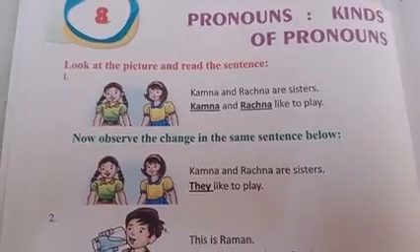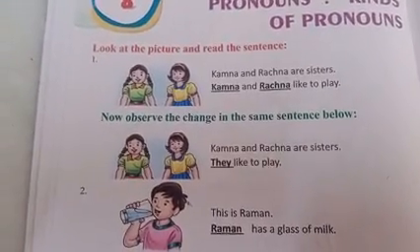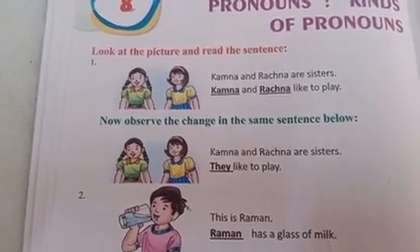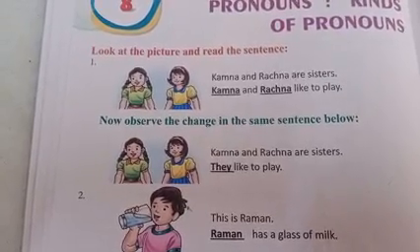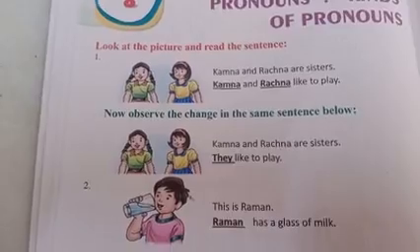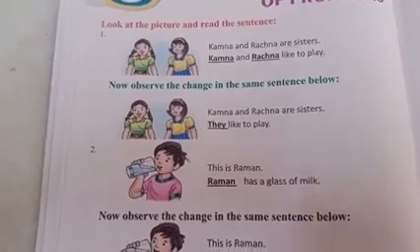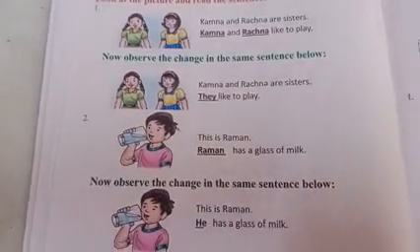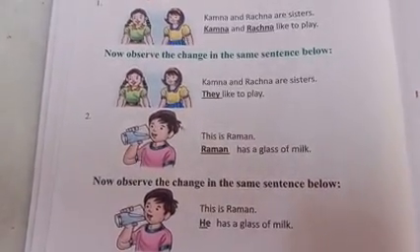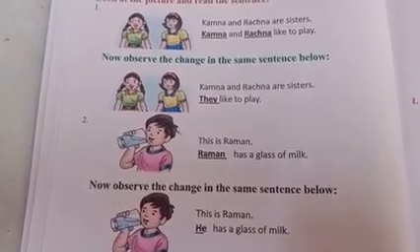Now let us see some more examples. This is Raman. Raman has a glass of milk. Now in place of Raman, what are we going to write? Now observe the change in the same sentence below. This is Raman. He has a glass of milk. So he is a pronoun.